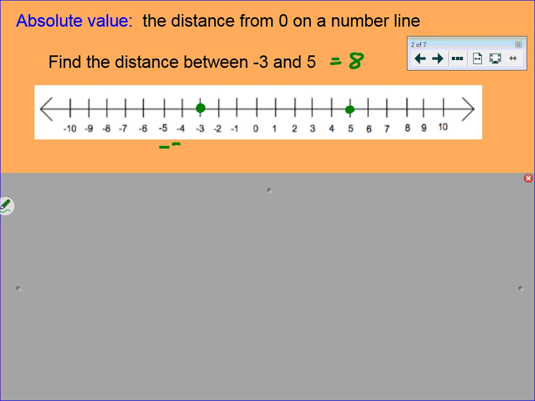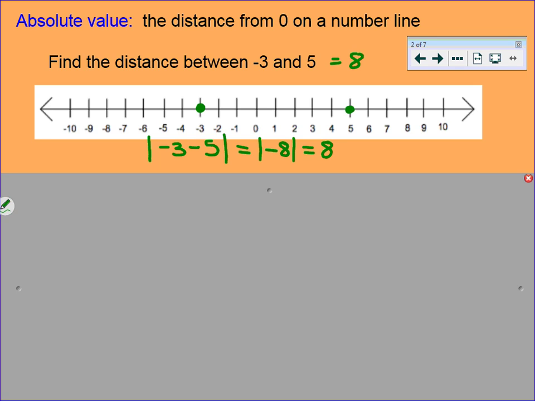You could take -3 minus 5, take the absolute value of that, and you get -8 inside of that absolute value. You know that absolute value is a distance, and a distance always has to be positive, so you would wind up with 8 as your final answer, a way to match what we found on our number line.